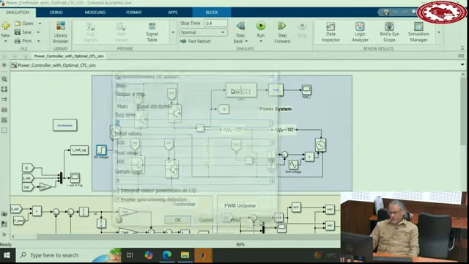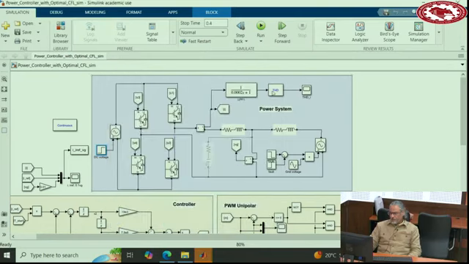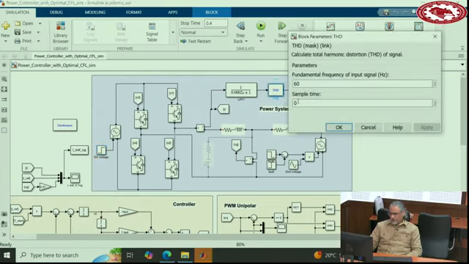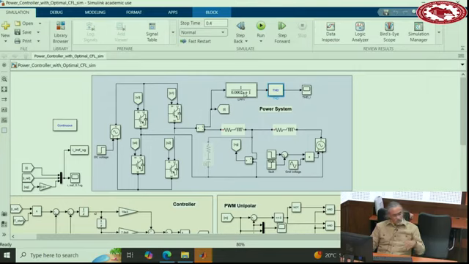If you want to look at the total harmonic distortion of the current, you can use the THD block in MATLAB at 60 Hertz. But before, every time you want to use THD, make sure you use the low pass filter before that. Otherwise, it brings the switching frequencies, switching noises into its calculation and gives you wrong answers.